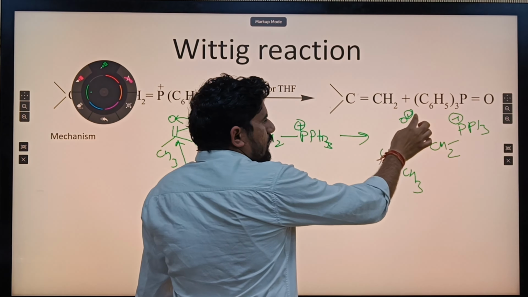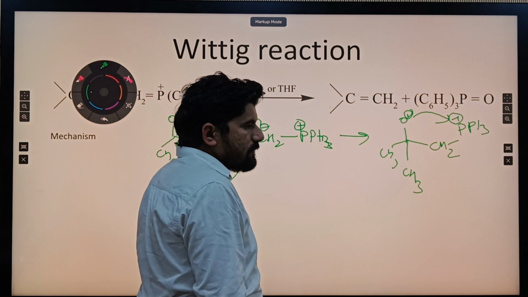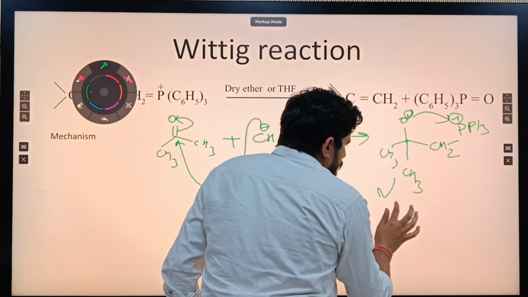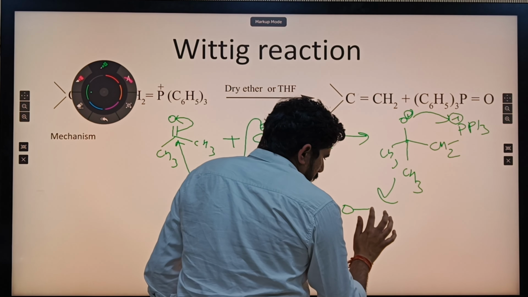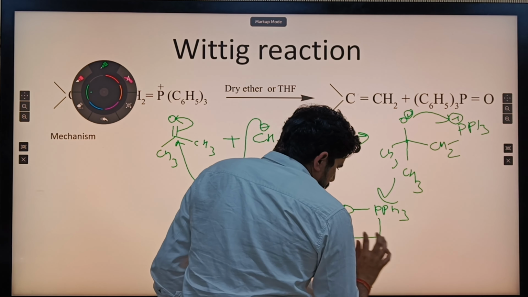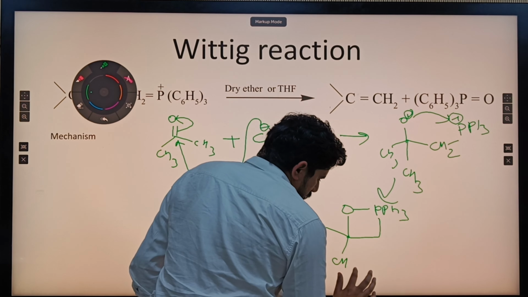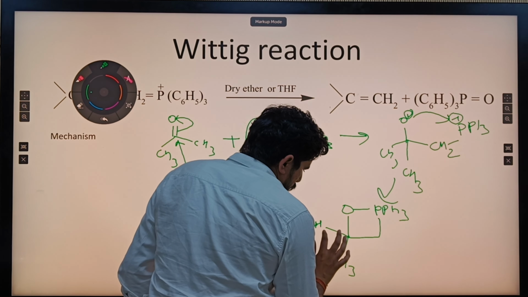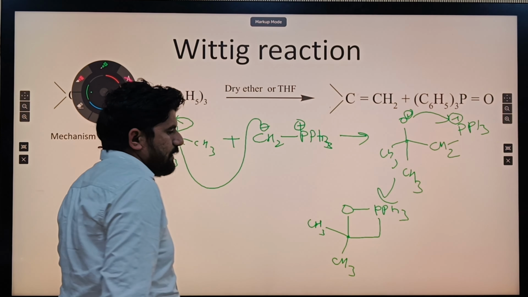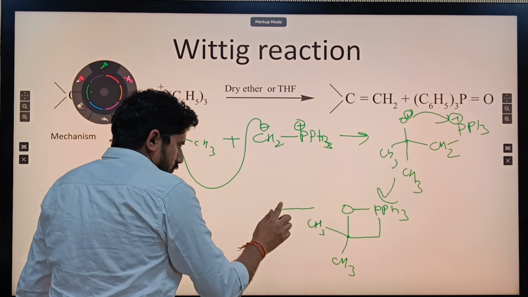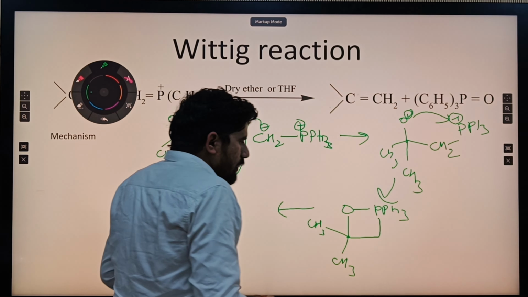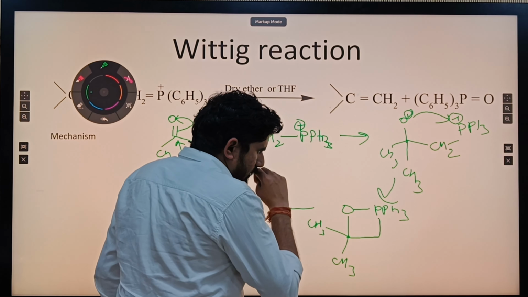The negative charge of the oxygen will attack on the positive charge of the phosphonium, or you can say the d orbital on the phosphonium. So we have a 4-member ring as an intermediate, or you can say transition complex. So this 4-member cyclic ring will be produced in the reaction. So let's see what is going on next.